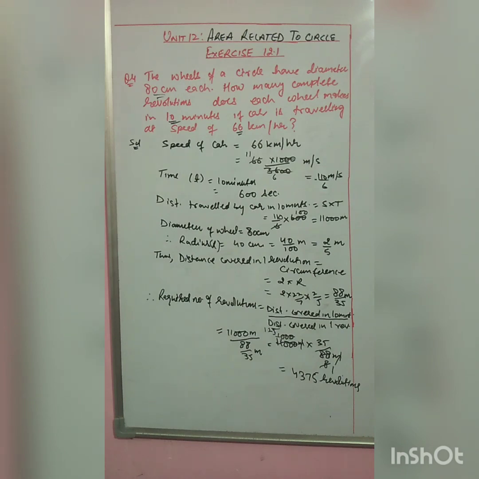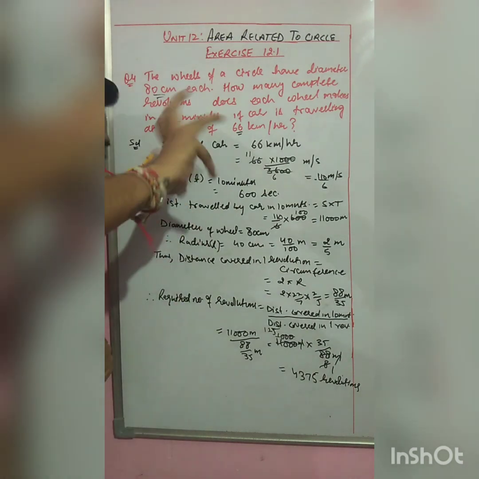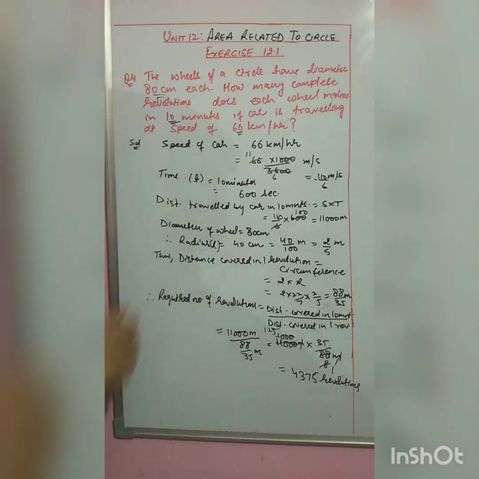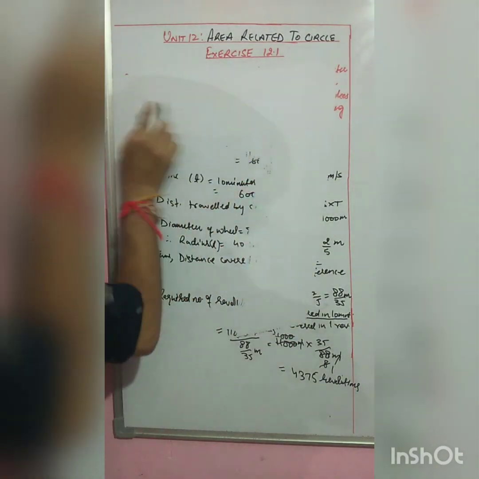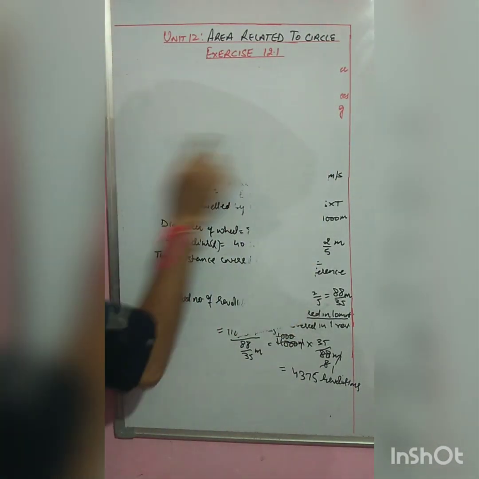So this is what we have to find in this question, that if the car is traveling at the speed of 66 km per hour for 10 minutes, what would be the required number of revolutions each wheel makes if the diameter of wheel is 80 cm to cover the given distance. Okay, so this was question number 4 of exercise 12.1. Now we will move towards question number 5, which is an MCQ type question, a short answer one.